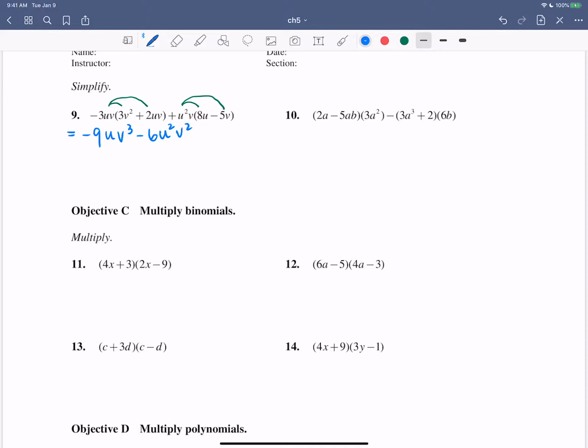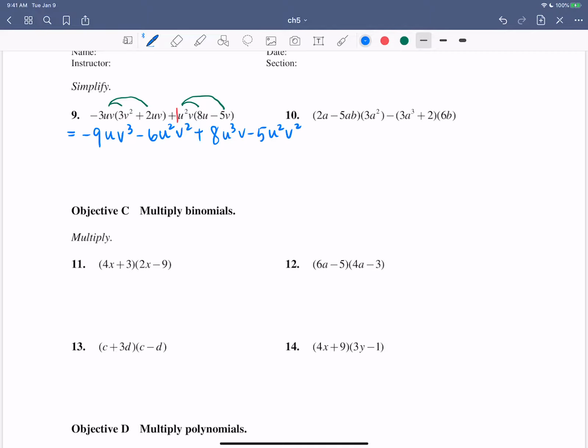Next pair, there is no coefficient in front of uv squared. If that's the case, you could put a 1 there. So we're going to multiply 1 by 8, that is positive 8. And then u squared times u, that's u cubed. V by itself, so it's just v. Last pair, 1 times negative 5, that is negative 5. U squared by itself, so it's just going to be u squared. And then you have v times v, that will be v squared.